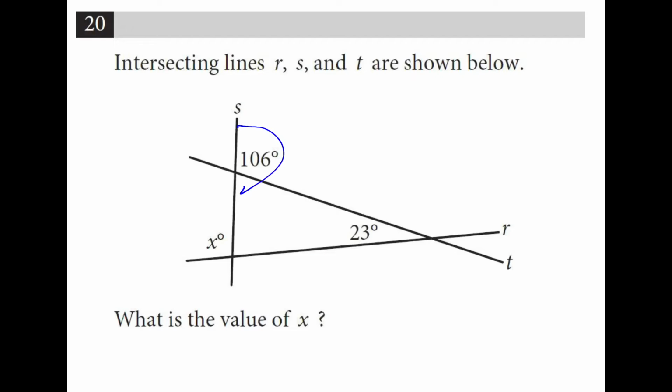So I see a linear pair here, which tells me this is 74 degrees. And these have to add up to 180. So that tells me this is 83 degrees. And this is a linear pair. So that tells me this is 97 degrees. And that's the answer.